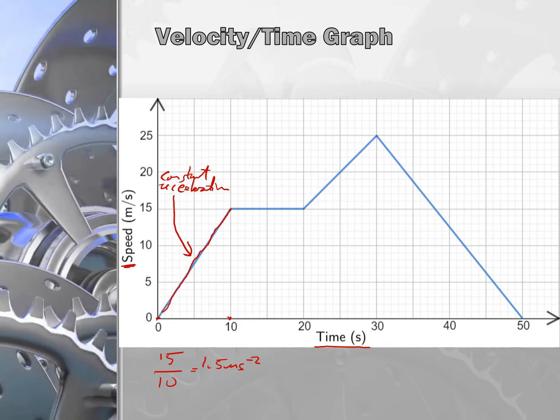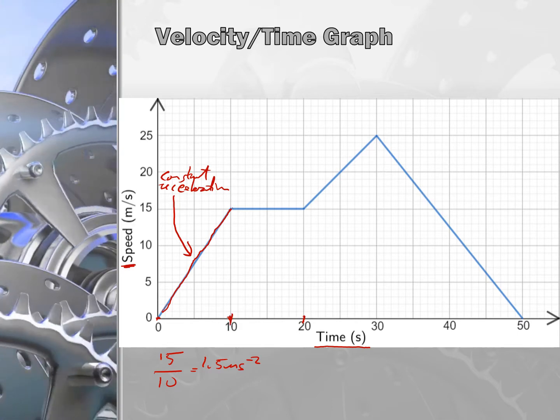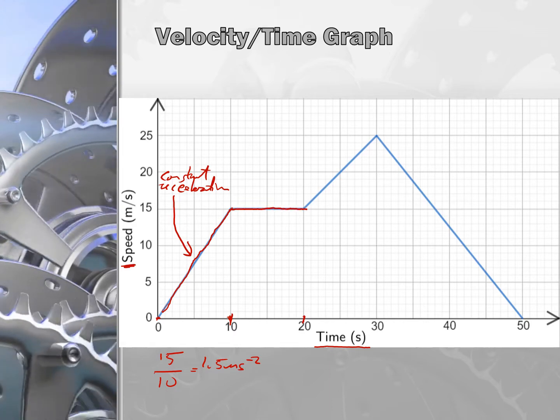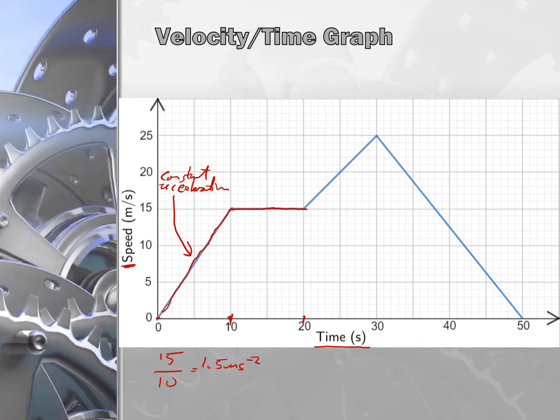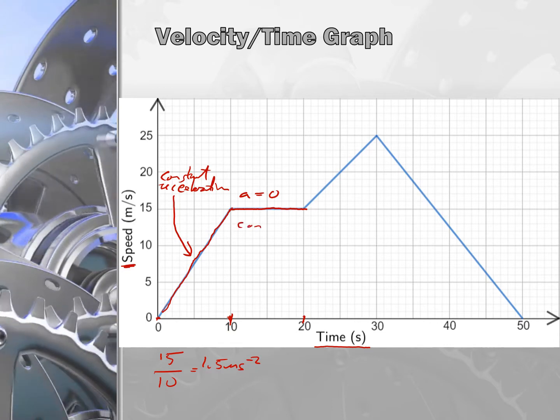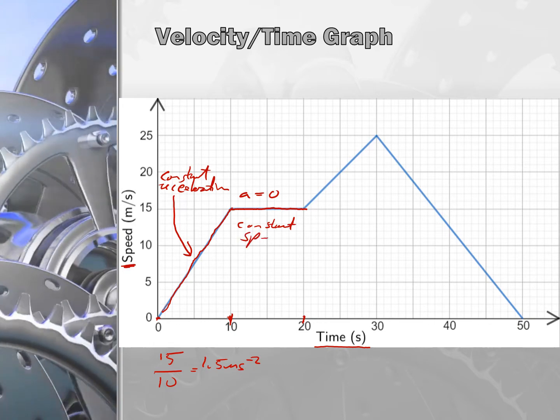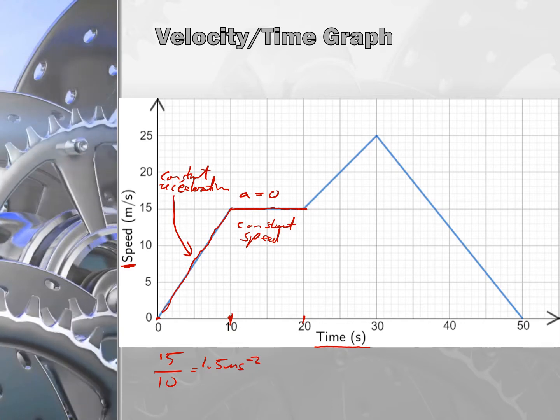If we look at this second section from time 10 to time 20, we see that the graph is flat. The speed is staying at 15 meters per second. Therefore, the acceleration is 0, and that means this object is traveling at a constant speed of 15 meters per second.